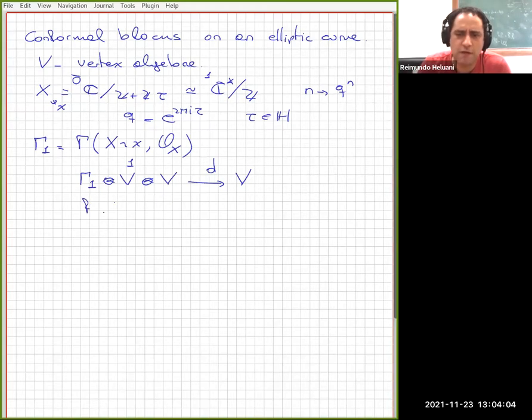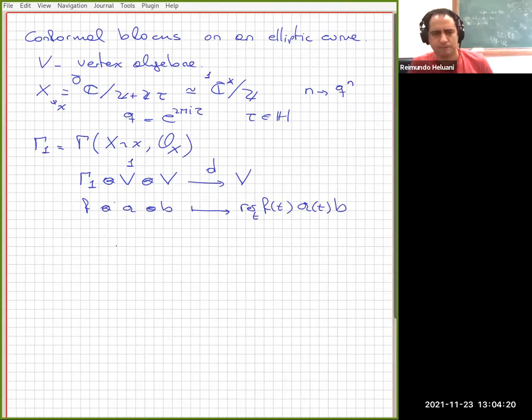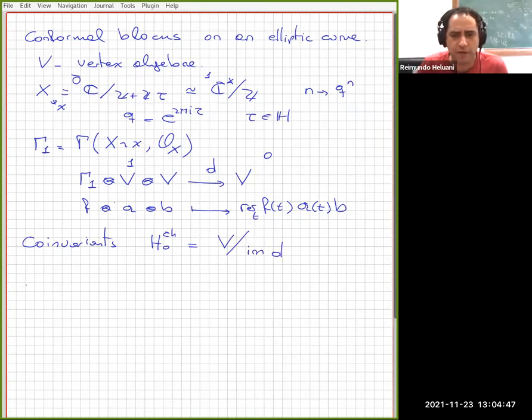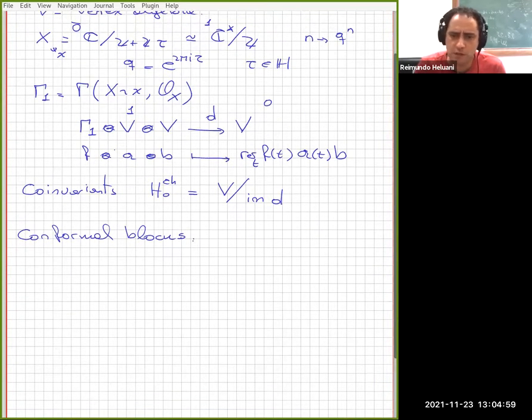The map is, if you give me a function and two vectors, you just do the only thing that you can do: take your function, apply one vector to the other vector, and take the residue of that, take an integral of that. Covariance, by definition, is the zero homology of this complex, in degree 0, which is V divided by the image of the differential. And conformal blocks is the dual of that vector space. Or, if you want, vacuum conformal blocks or one-point conformal blocks on the torus; it comes with many names.